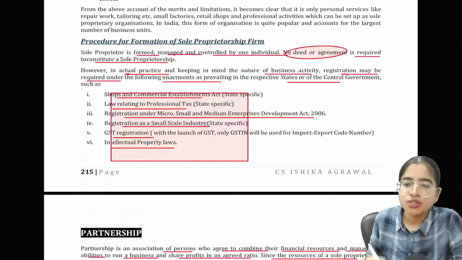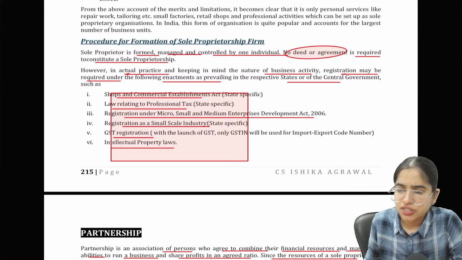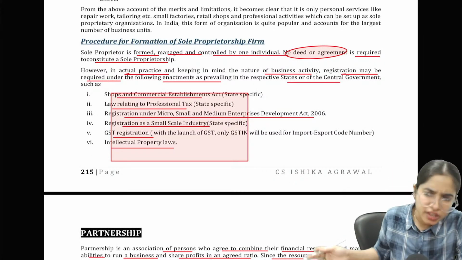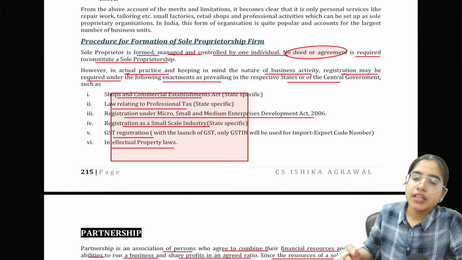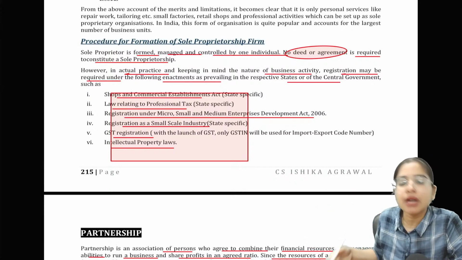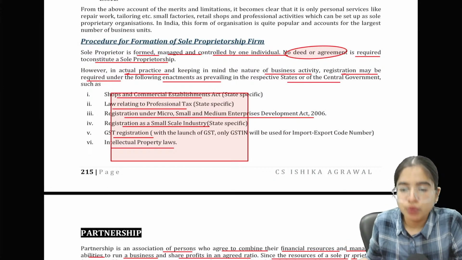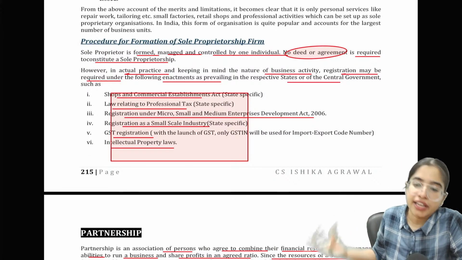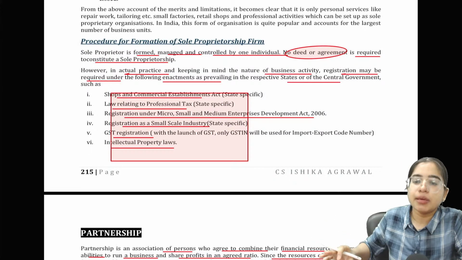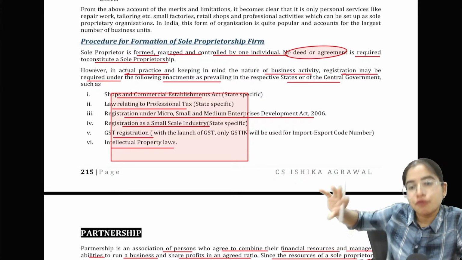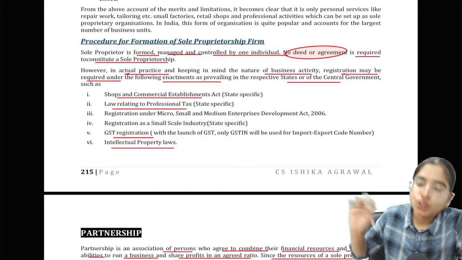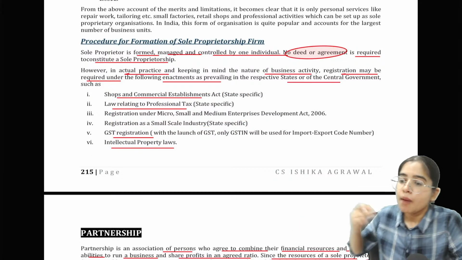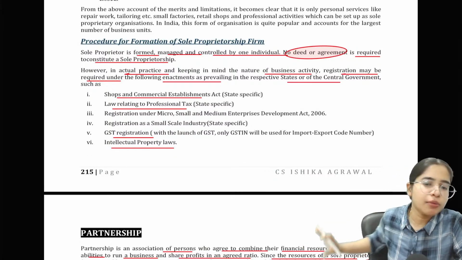Now coming towards the process of formation of sole proprietorship. Is there any registration required? No formal registration is required. No deed, no agreement, no registration is required for forming a sole proprietorship. However, there are certain other registrations required depending upon your situation. Like, if you want, you can get registered as MSME if you want tax benefits and all. If applicable, you have to take shops and establishment registration if you are opening a shop or a commercial office. So there are certain other registrations which you have to take depending upon your nature of business. But for registering a sole proprietorship, no formal registration is required.